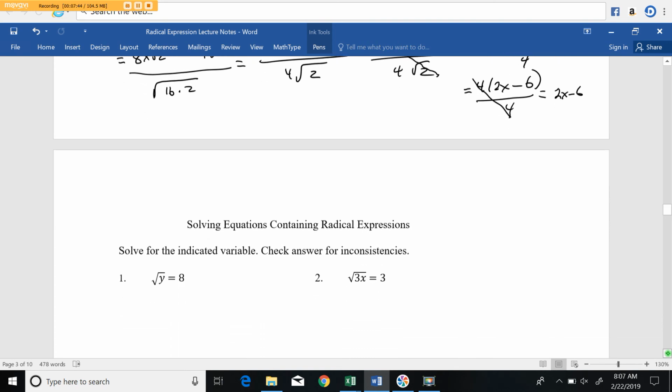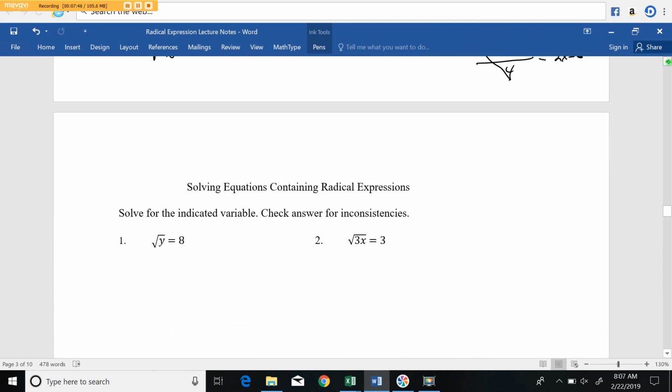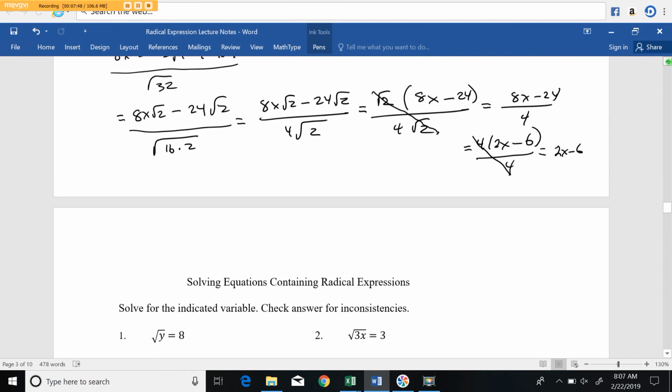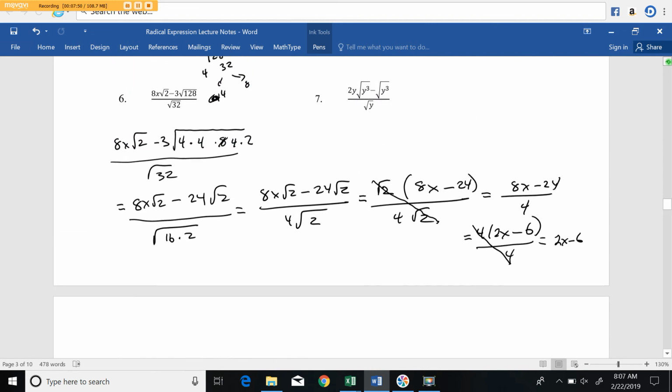Solving equations containing radical expressions. All right, so what I'm going to do is just stop that video right there. Maybe chat a little bit about how to do a couple of these.